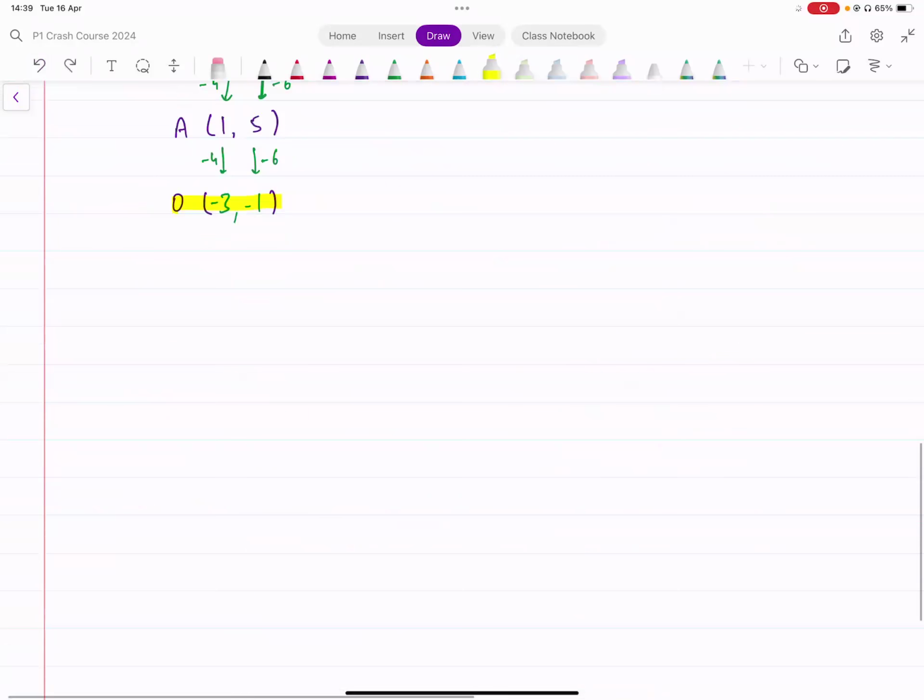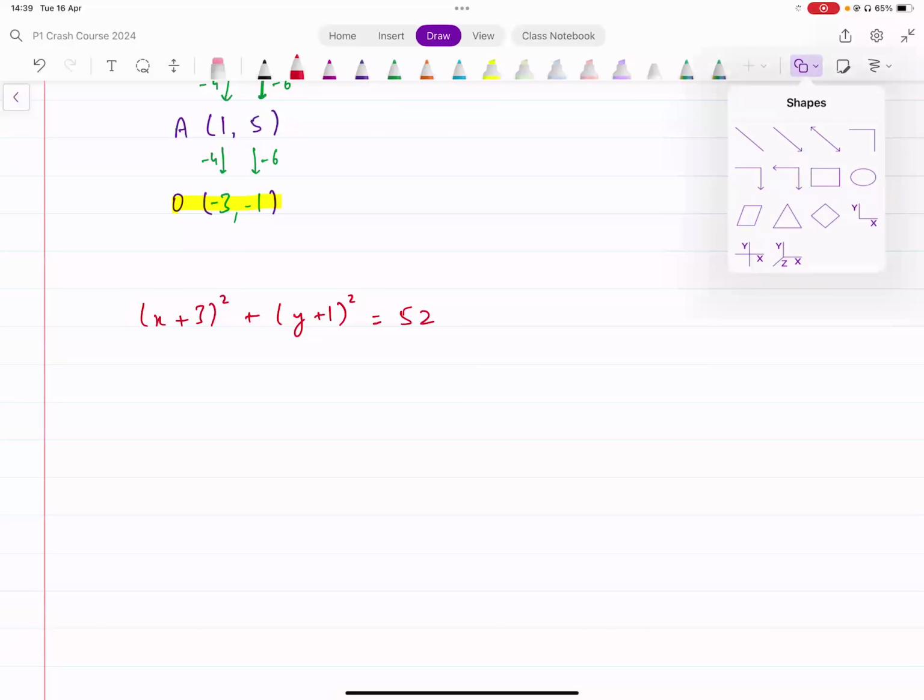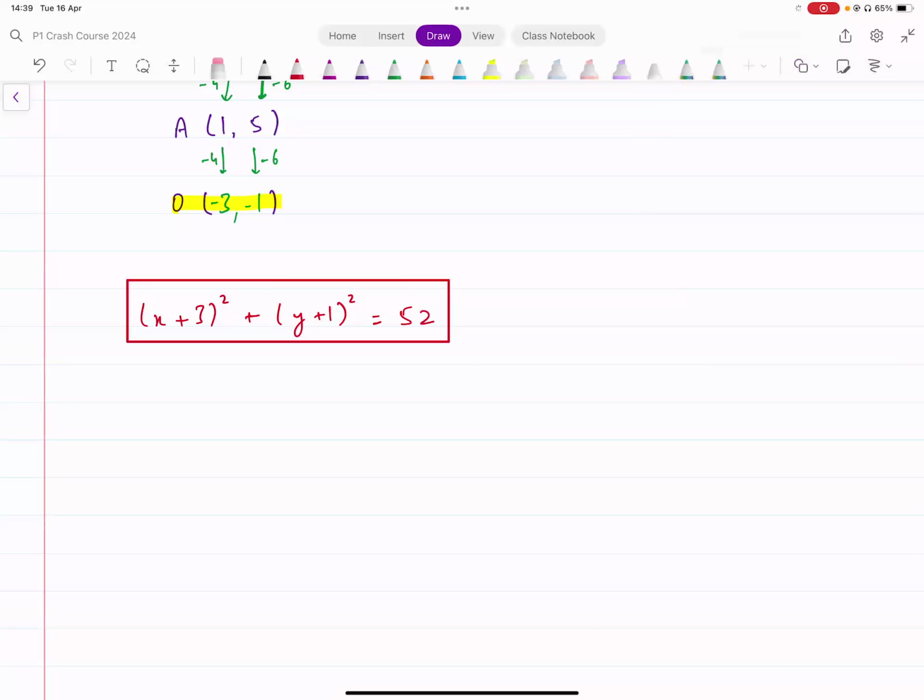So how do you write down the equation of the circle then? x minus a whole squared. That means x minus -3, that becomes x plus 3. x plus 3 whole squared plus y minus b whole squared. y minus -1, that becomes y plus 1 whole squared equals square root of 52 whole squared, which gives us 52. That is the equation of the other circle that we were looking for. And that's your final result.